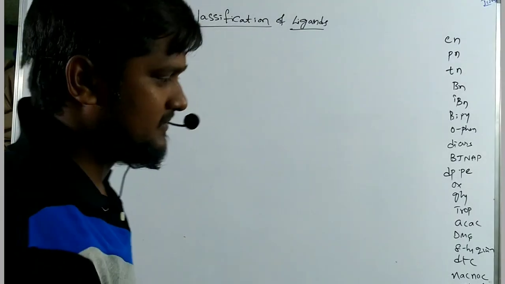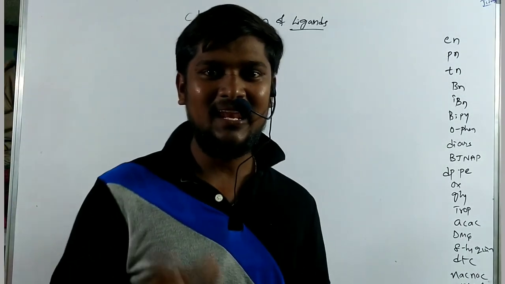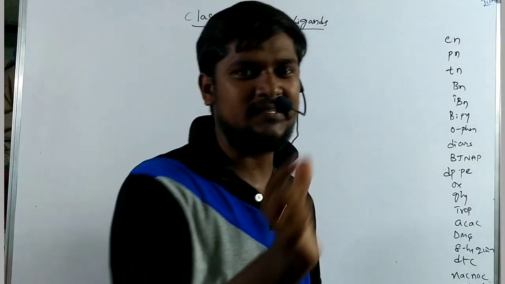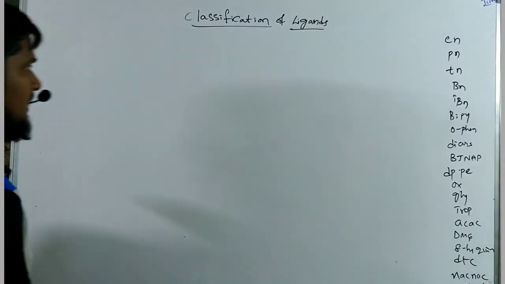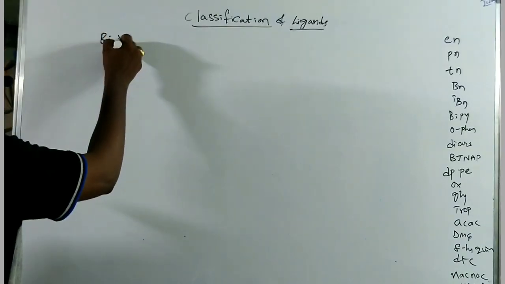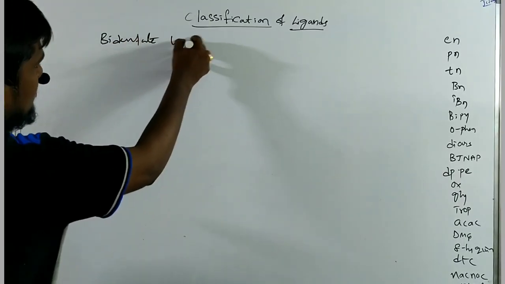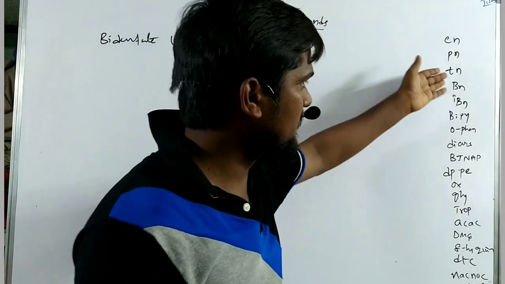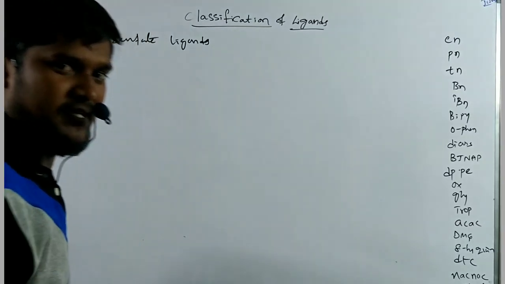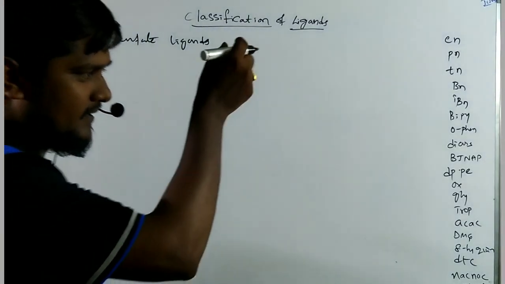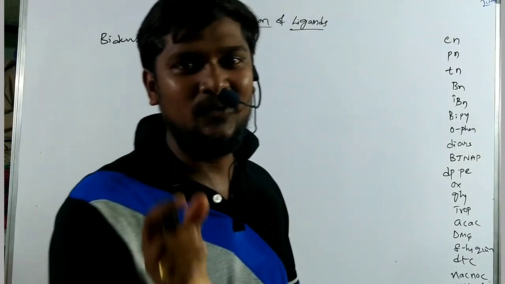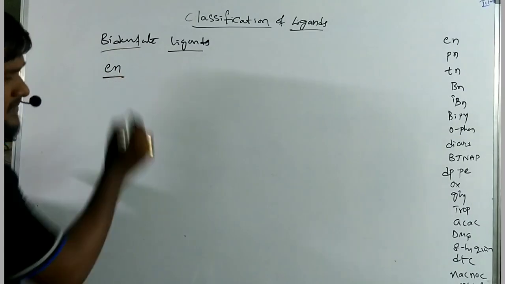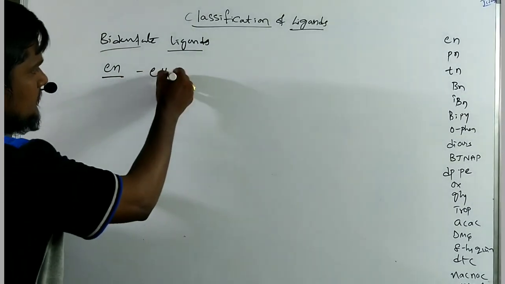Now, bidentate ligands. A bidentate ligand is a ligand which donates two pairs of electrons from two different atoms to the central metal atom. Commonly used bidentate ligands are EN, PN, TN, BN, the simplest representations. We discussed these bidentate ligands very clearly, how they are formed. The first one is EN. EN means ethylene diamine.